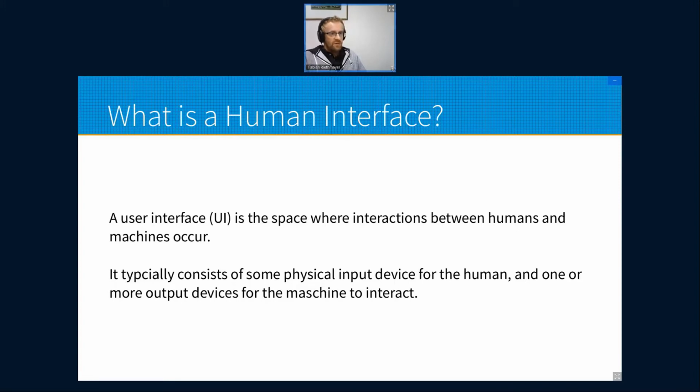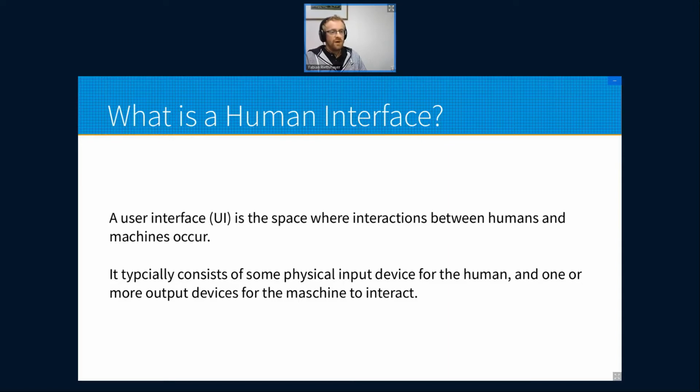So what is a user interface? It's a space where interactions happen between humans and machines. This is a very broad definition and covers a whole lot more than just computers and mobile phones. It also covers every kind of heavy machinery, operator controls, or industrial processes. The user interface typically consists of some physical input device for the human to interact and one or more output devices for the machine to interact.